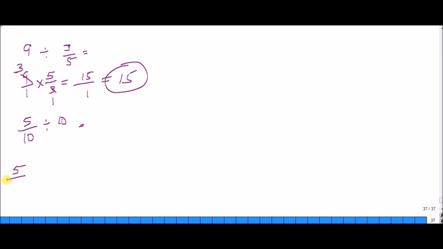We have 5/10 multiplied now by what? 1 over 10. 5 into itself 1 time, and 5 into 10 2 times. 1 times 1, and 10 times 2, 20. Answer, 1/20.